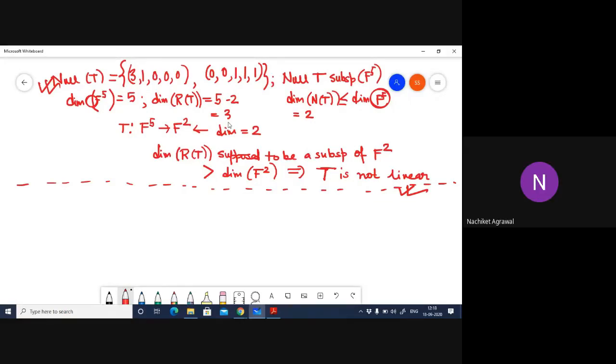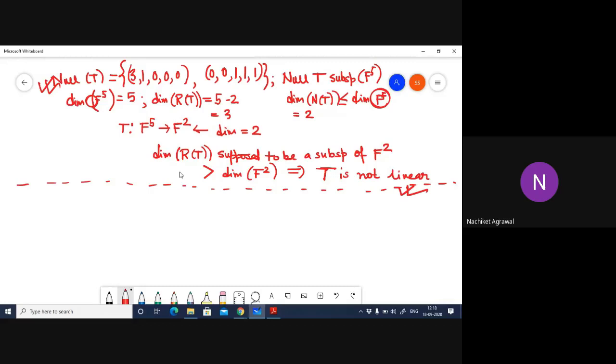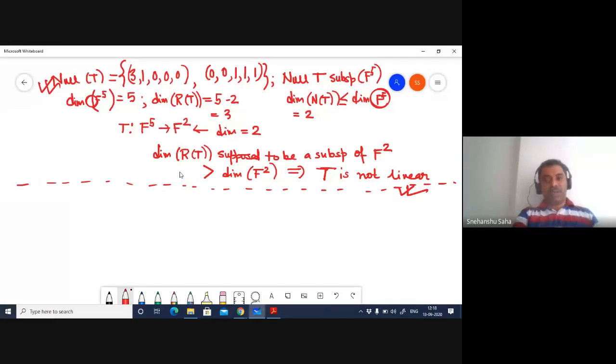So what I'm saying is that for any space, a subspace of the given space must have a dimension less than or equal to the space, right? Yeah. So where did I say otherwise? By definition, the range is a subspace of the codomain. Which it is not, and therefore T is not linear.